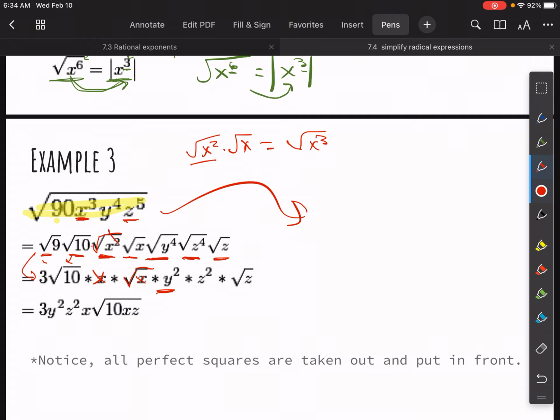And then what else do we have here? We have the square root of z to the 4th becoming z squared. Take that, cut it in half, and then the square root of z is just square root of z. And what I'm left with is this guy. Everything that was pulled out comes on the outside of the radical. Anything that was left in, like this, this, and this, stays inside the radical.